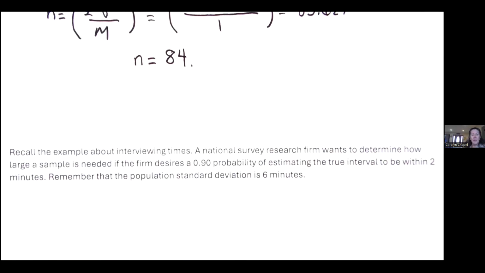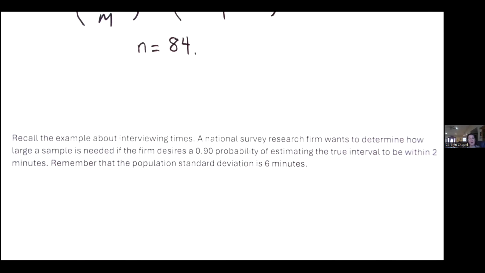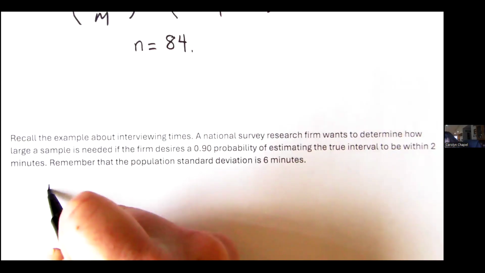Okay, so here we go. Another example. Recall the example about interview times. Let's say we didn't know how many people we should go out to, but he wants to have a 90% probability, 0.9 probability, which is like 90% accurate, that the true interval is within 2 minutes. We're going to remember that the standard deviation was 6 minutes. You can remember from our problem, I can look back real quick, that our interview time actually was within 2 minutes. So we're going to probably find an answer that is less than the 100 people that we had before. But let's just verify it too.